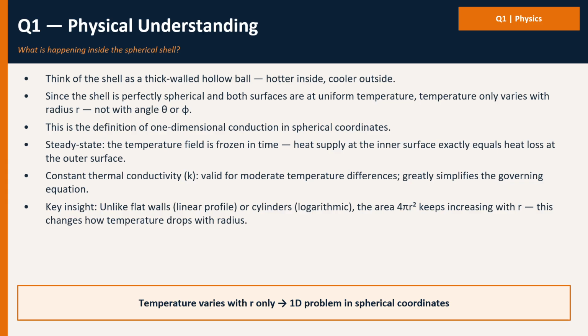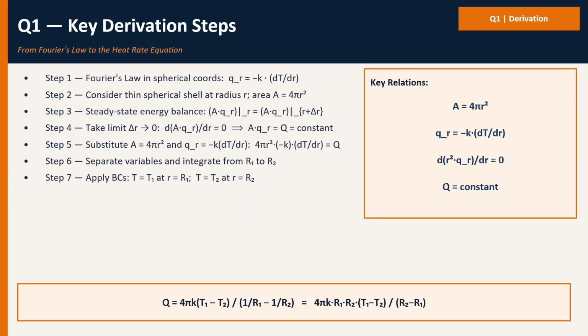And now we are moving on to the derivation part. In step one, we start with Fourier's law in spherical coordinates, that's QR equals minus K dT by dr. Then step two, consider a thin spherical shell at radius r, whose perpendicular area is 4 pi r squared. And then the steady state energy balance. Then we take the limit and substitute the area and QR, which we defined earlier using Fourier's law, into the above equation.